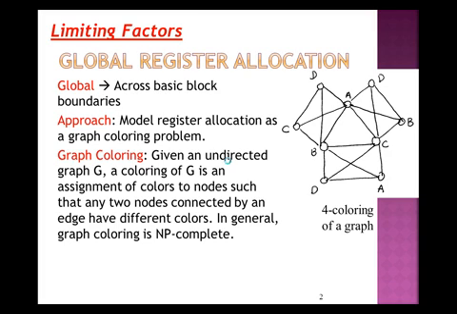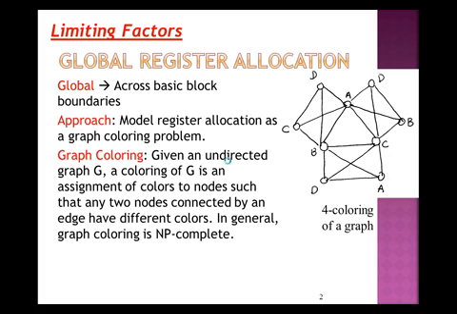First of all, there is a topic named global register allocation. That is how globally we can allocate the registers in a program so that graph coloring can be done in the easiest way. It contains three parts: global, approach, and graph coloring. Global means beyond the boundary, that which can be accessible beyond the boundary. Then approach, that is register allocation as a graph coloring problem.